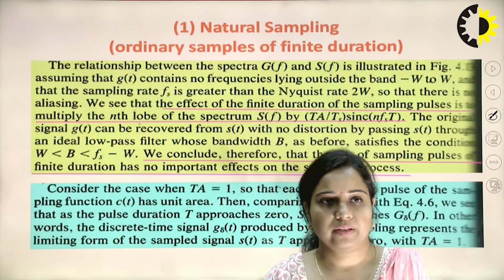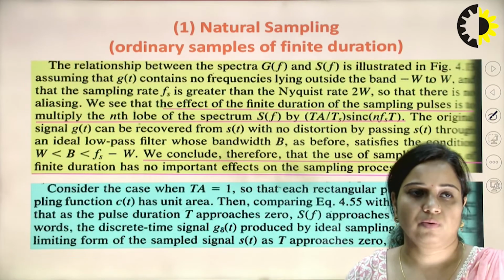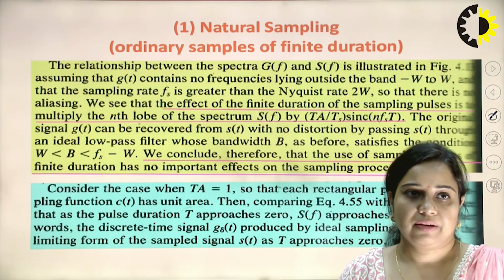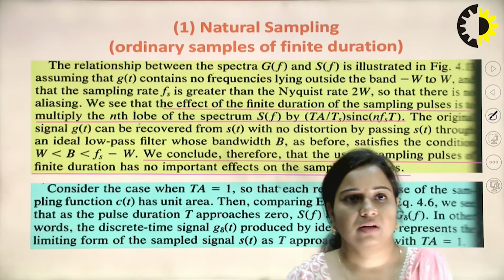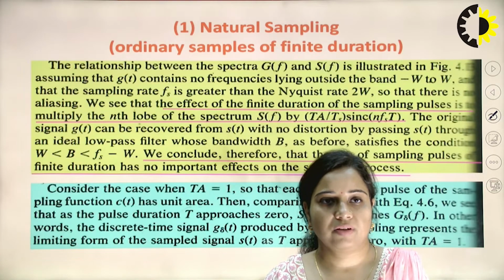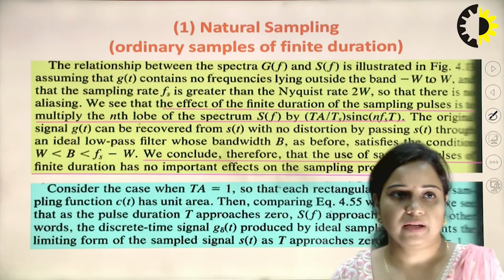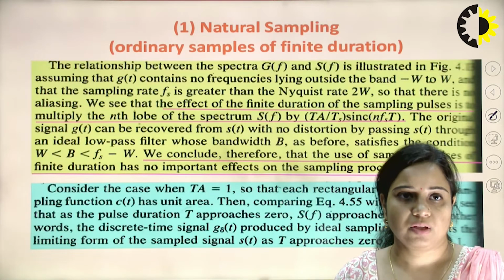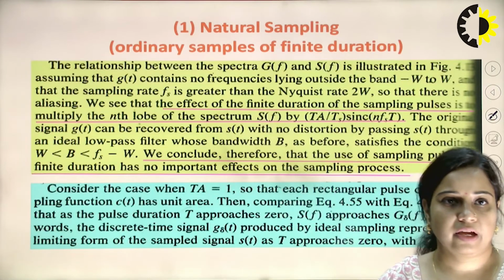Assuming that g(t) contains no frequencies lying outside the band from minus W to plus W, and that the sampling rate Fs is greater than the Nyquist rate, that is 2W, there is no aliasing. So we see that the effect of the finite duration of the sampling pulses is to multiply the nth lobe of the spectrum by (A T/Ts) sinc(n Fs T).